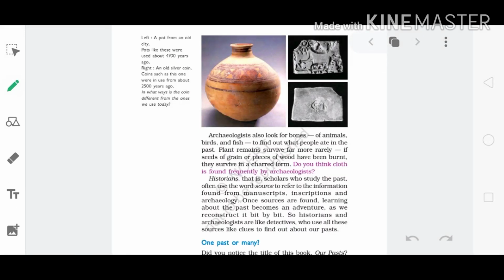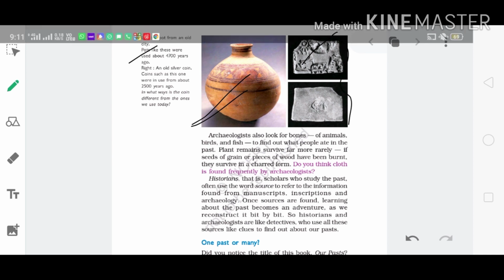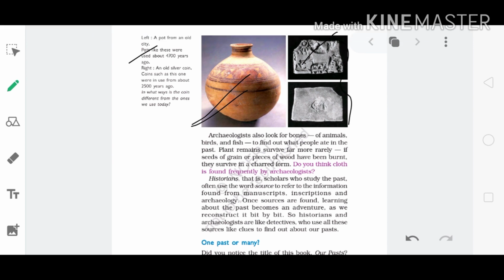So my dear students, you can see here a true example of a pot from an old city. Pots like this were used about 4,700 years ago. On the right side, we have silver coins, such as this one, used about 2,500 years ago, right? And these are coins made of terracotta, right? Archaeologists look for bones of animals, birds and fish to find out what people ate in the past. So basically, archaeologists try to find even the bones of animals, fish or birds to know what people ate in that era.